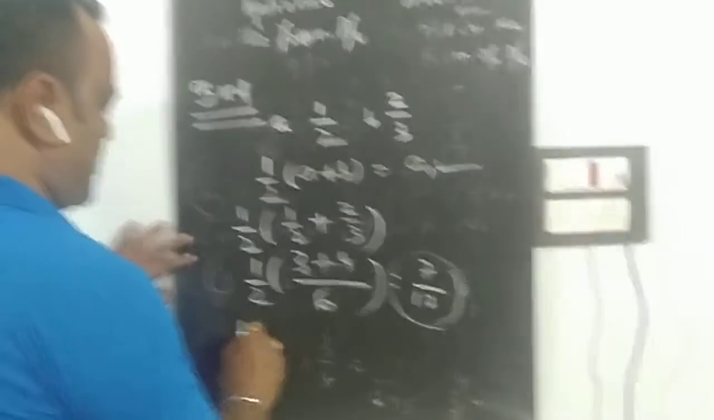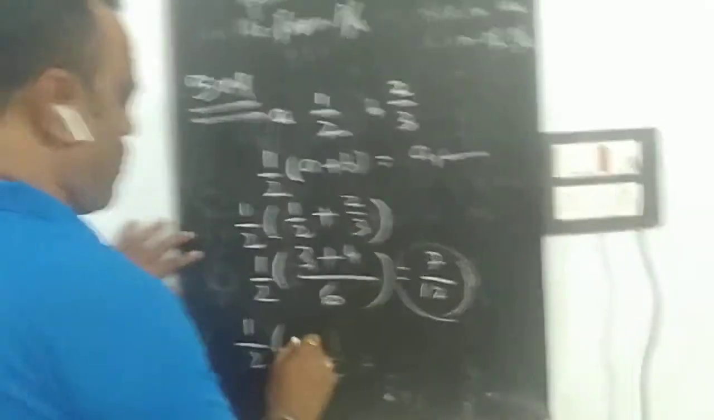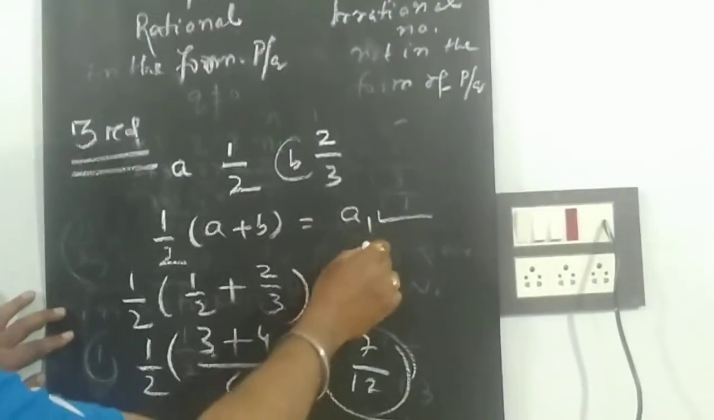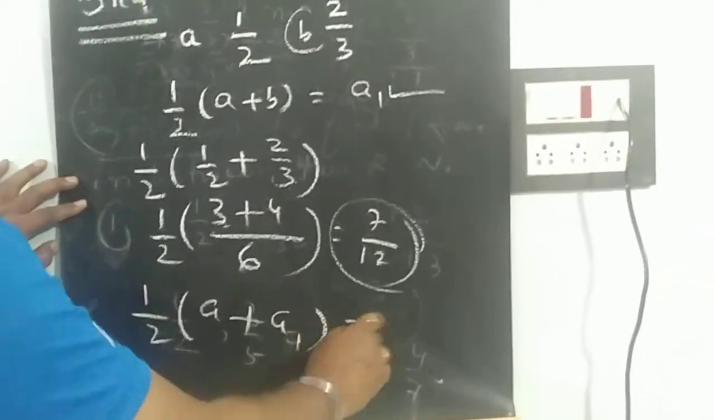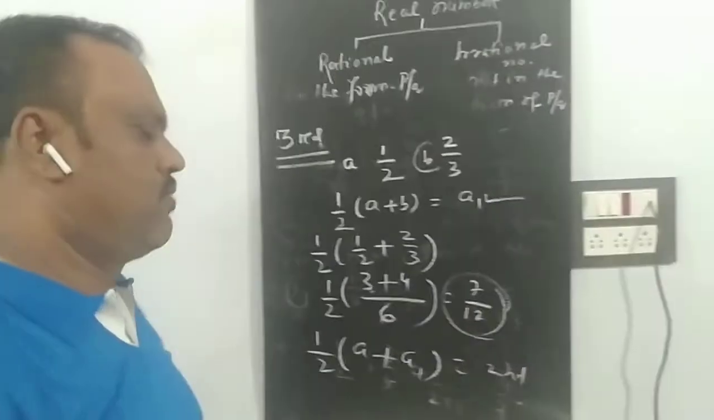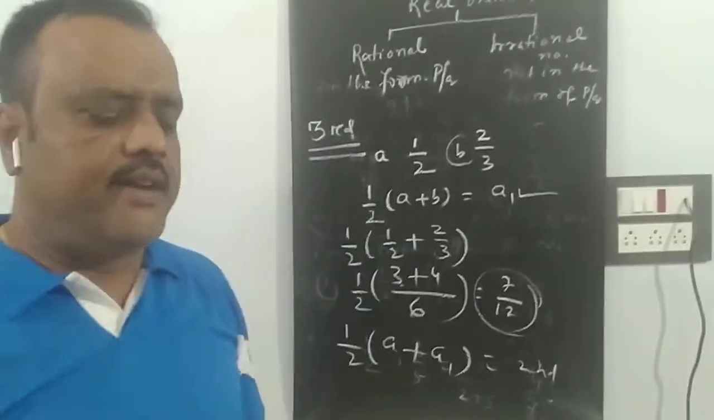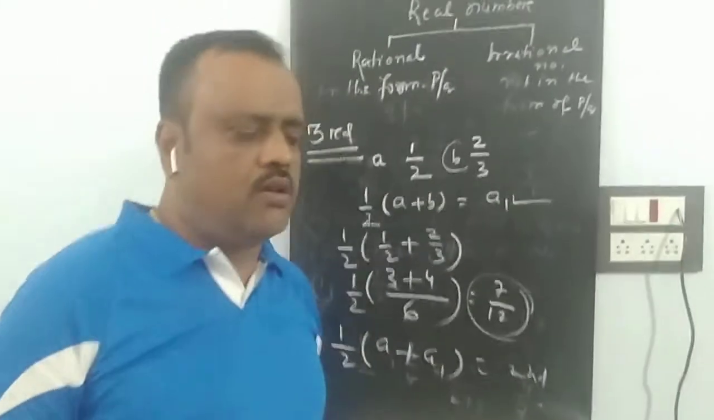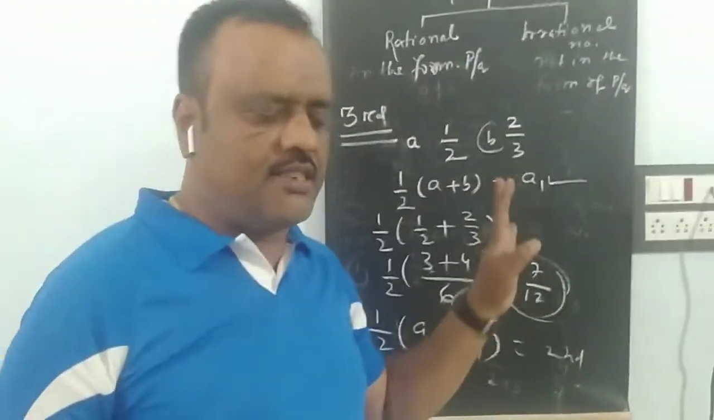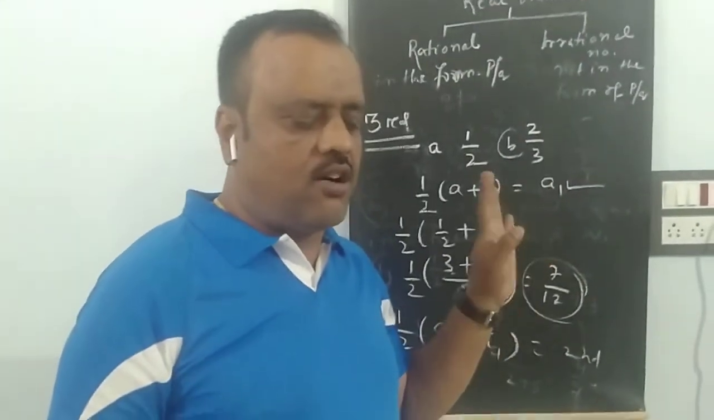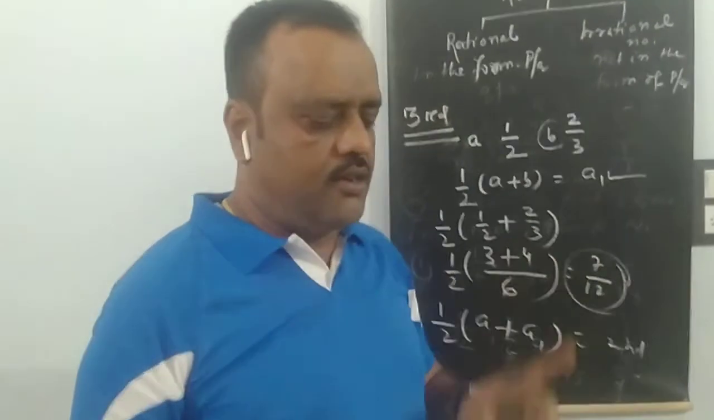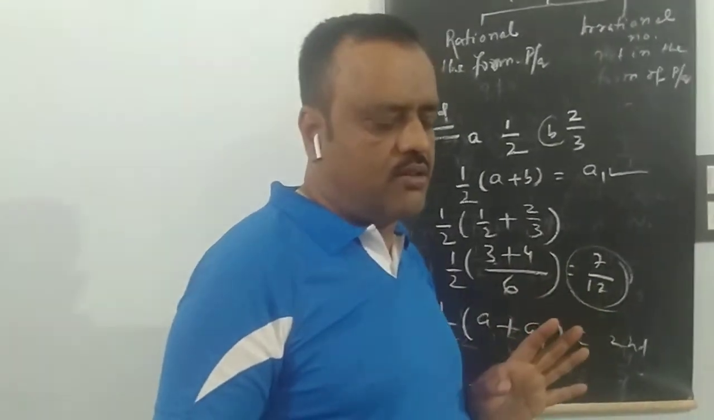Similarly, again you put the same formula, 1 by 2 into A plus, but now you will not take B; instead of B, you put A1. You get the second rational number. Like that, you will continue. You can find 4, 5, any number of rational numbers in between these two rational numbers. This is all about the first question of class 9th: you have to find the rational numbers between two rational numbers. Thank you.